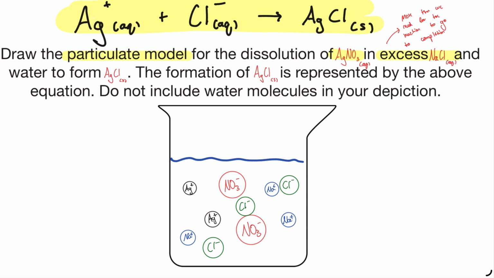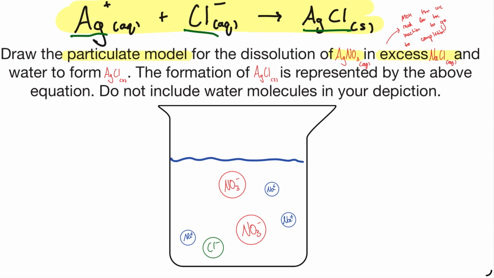Here I'm saying that for every silver ion that reacts with a chlorine ion, I get 1 molecule of silver chloride. So let's do that right now. I'm going to remove 1 silver ion. I'm going to remove a chlorine ion then. I can remove another silver ion, and then I can remove another chlorine ion.